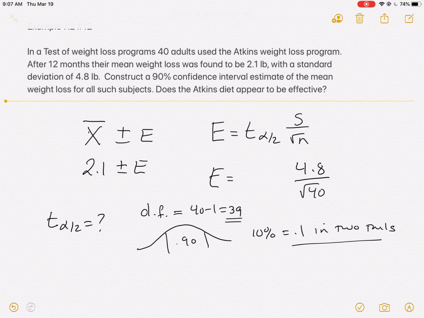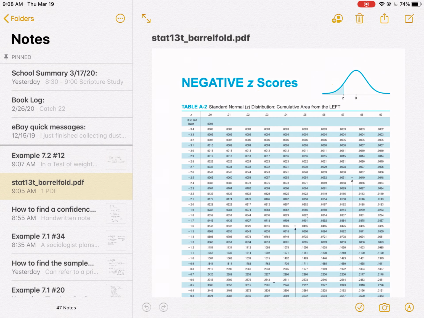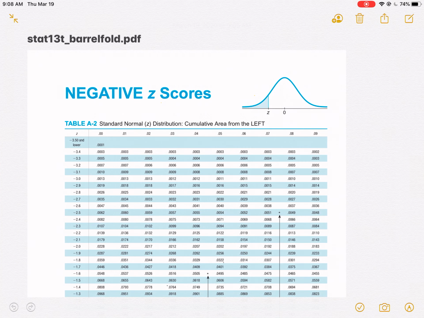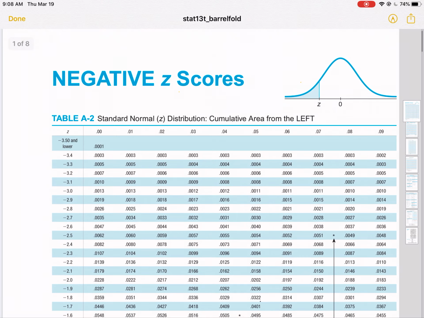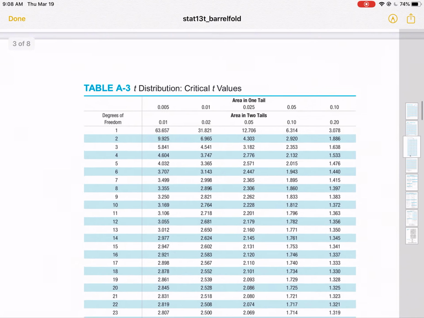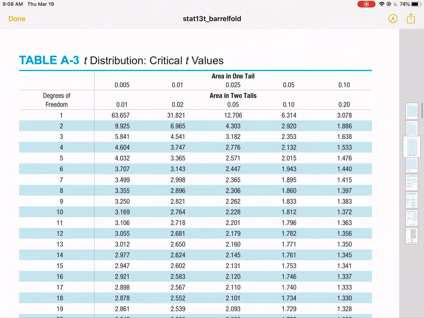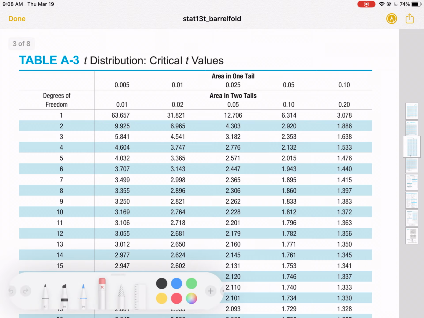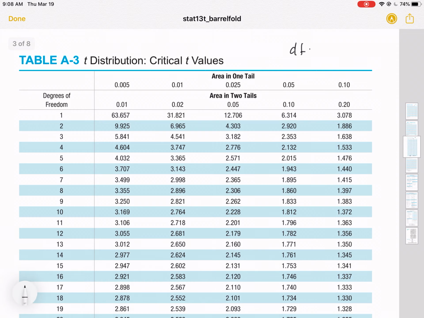So let's go to our chart, since we haven't done that together yet. We'll go and take a look at this chart. Let me make it big. There we go. And I've got to scan down to the T's. So here's my T table, and if you remember, there were two things that I wanted. I needed a degree of freedom of 39 since there were 40 participants, and because it was a 90% confidence interval, I've got to go to where there's 10% in two tails.